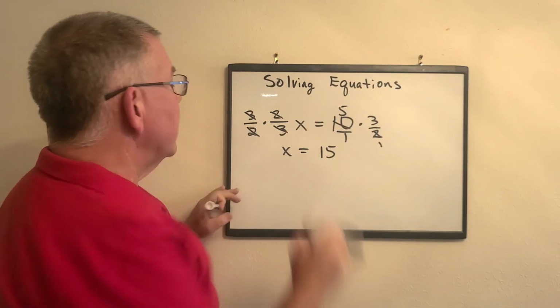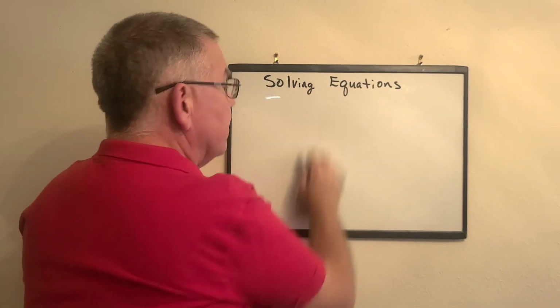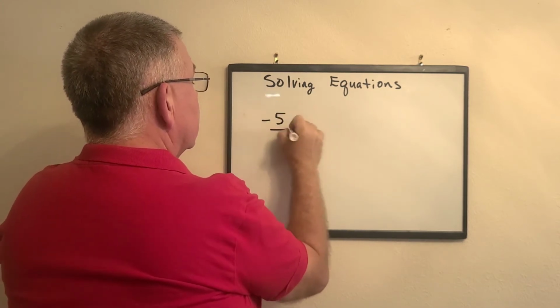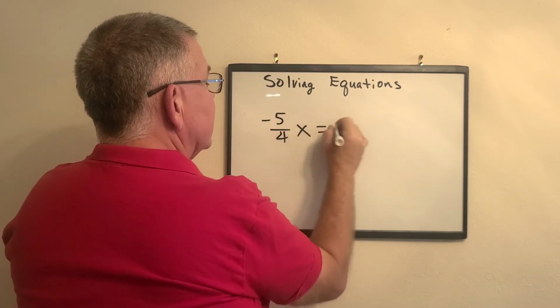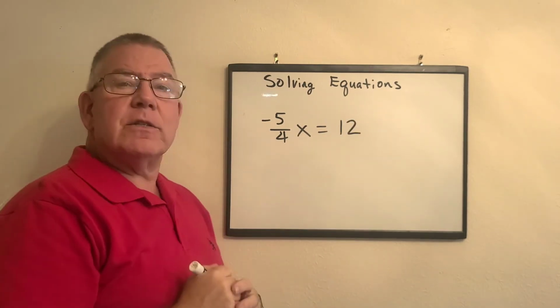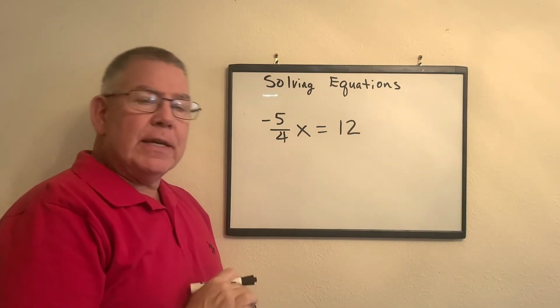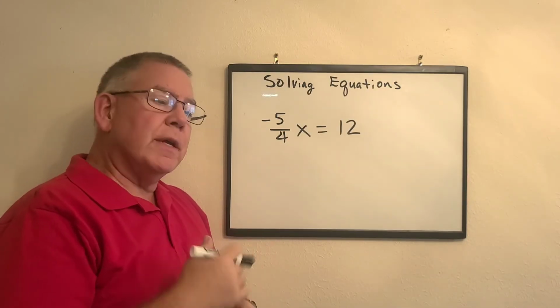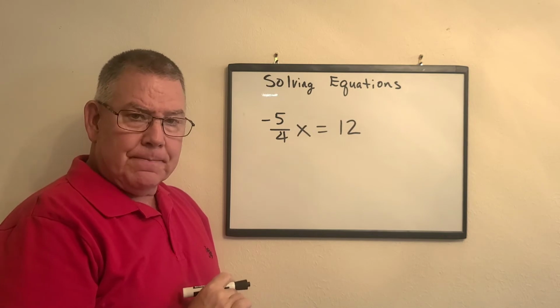Okay, let's try another one. Only this time let's make it a little bit more difficult. -5/4 x equals 12. Now, I'll give you a second to work on it and see if you can get the answer, okay? If you'll pause your video and then come back, I'll show you what we do.